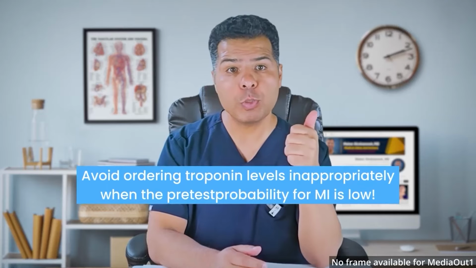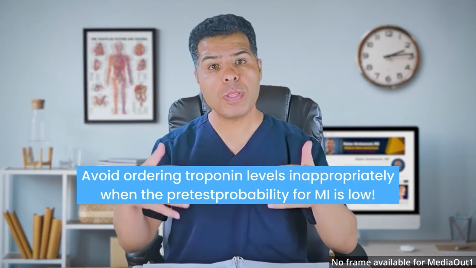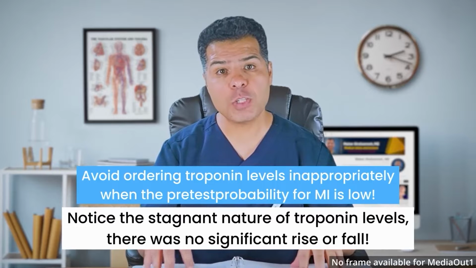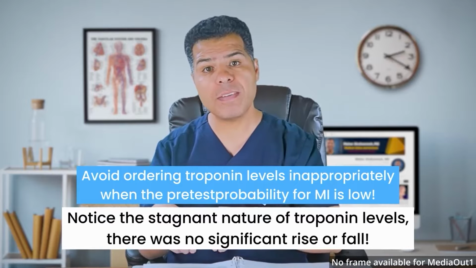The lessons we learned from this case: avoid ordering troponin levels inappropriately when the pretest probability for MI is low, and notice here the stagnant nature of troponin levels. There was no significant rise or fall. Let's move to the next example.